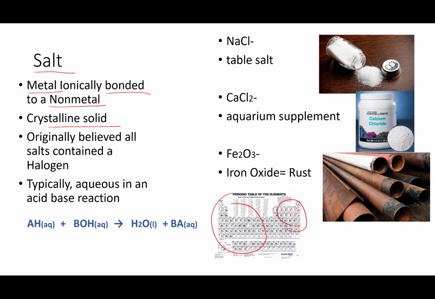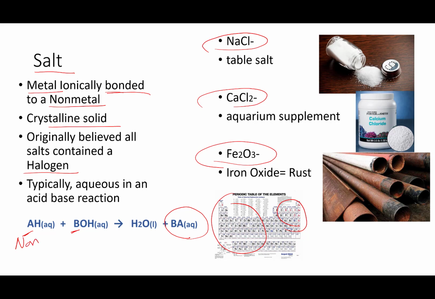When those things are bonded together, we get things like sodium chloride, calcium chloride, iron oxide, and originally the halogens were the salt producers. Hundreds of years ago, they thought all salts contained halogens, and we now know that is not true. But these ionically bonded compounds are one of the products. When you take the metal and non-metal, you've got that non-metal from the acid and that metal from the base. In that acid-base reaction, those two things combine and they give you that salt.